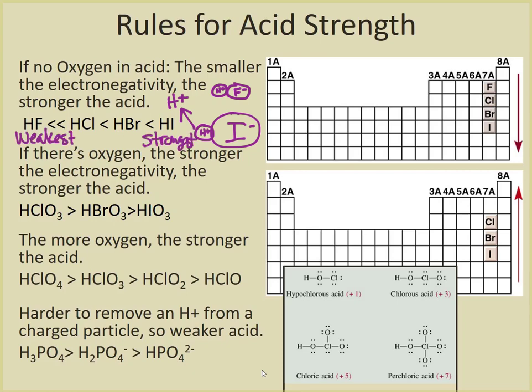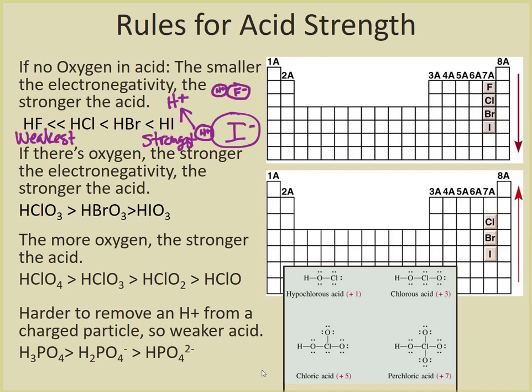Now, if there's oxygen, the stronger the electronegativity, the stronger the acid. Chloric acid would be stronger than bromic acid, which would be stronger than iodic acid. In this one, because of the electronegativity, it is able to hold on to the hydrogen stronger. And it's really the same reason as up above.